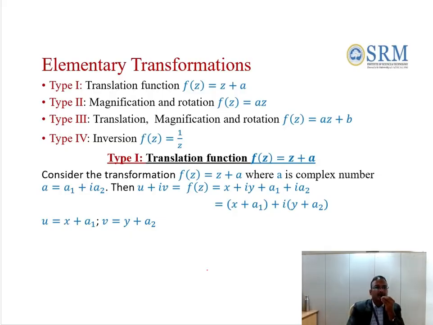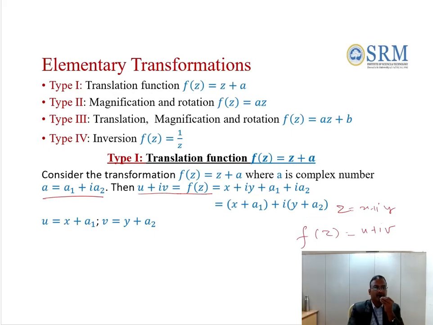Okay. Now let us consider the transformation f(z) = z + a, where a is a complex number of the form a = a1 + ia2, and a1 is a real number, a2 is another real number. Then as I said, f(z) is a complex function, so it has two parts, that is real part u plus i into imaginary part v. Therefore f(z) can be written as u + iv = f(z), and z is a complex number, z = x + iy.